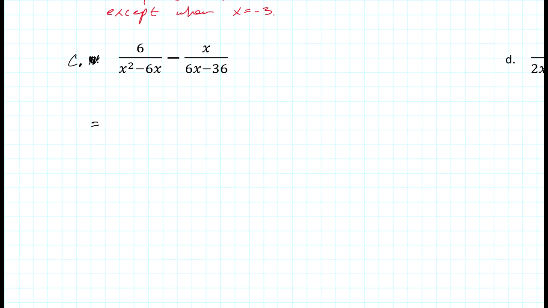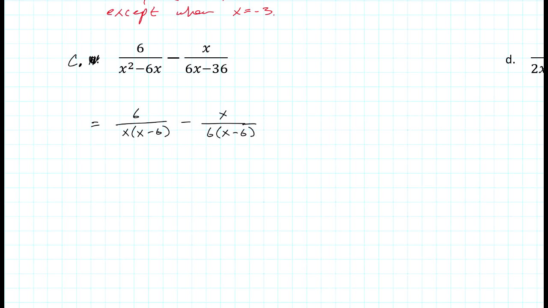So I'm going to look at the first fraction, 6 over x squared minus 6x, and I'm going to factor the denominator. I'm just going to pull an x out. X squared minus 6x, I'm going to pull an x out and be left with x times x minus 6. For the second fraction, x over 6x minus 36, we can look at that denominator and note that we could factor out a 6, leaving us with 6 times, in parentheses, x minus 6.